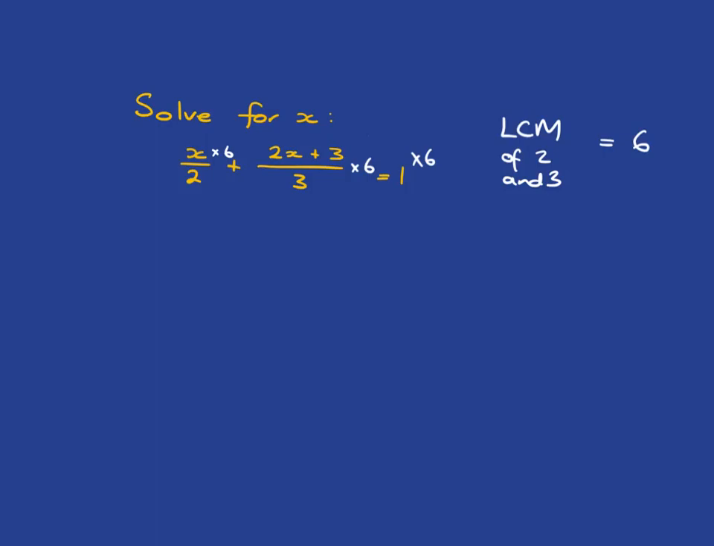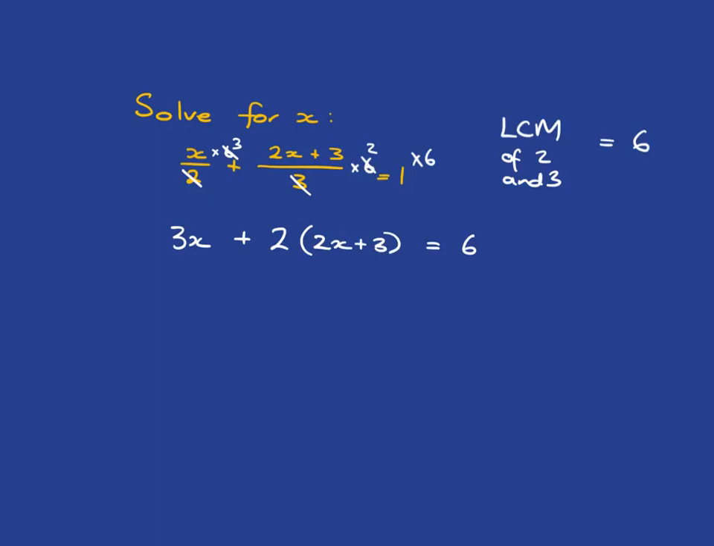So when I do this multiplication by 6, 2 cancels with 6, giving me a 3. And so what I have is 3x. And here, the 3 cancels with the 6, leaving a 2. And so I've got two lots of 2x plus 3. And the right-hand side is nice and easy. 1 times 6 is just 6.